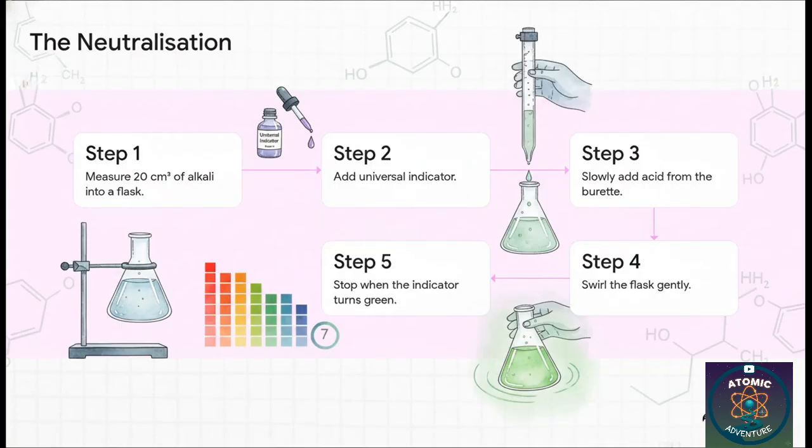So how do we know when we've reached that perfect neutral point? We use a chemical called an indicator. It changes color depending on the pH. In this case, the universal indicator will turn green, and that's our signal to stop adding acid immediately.